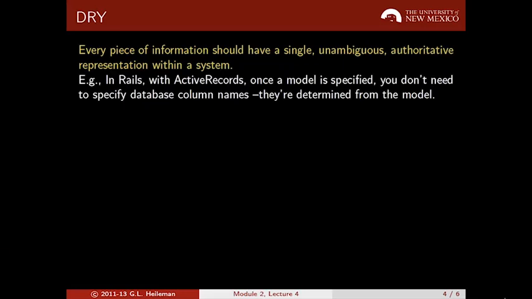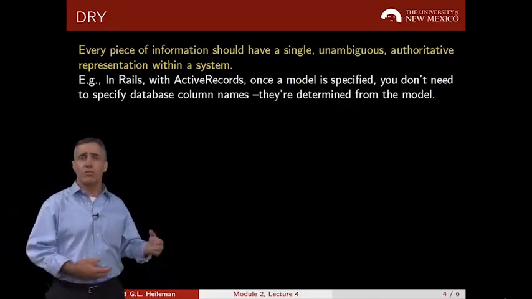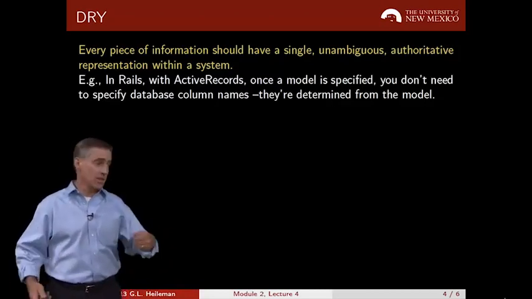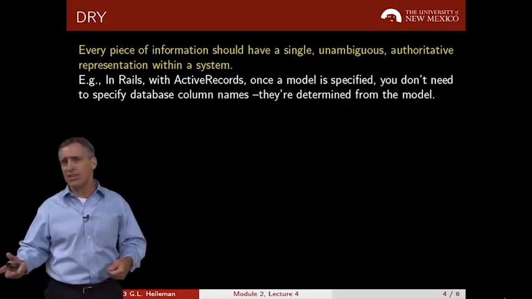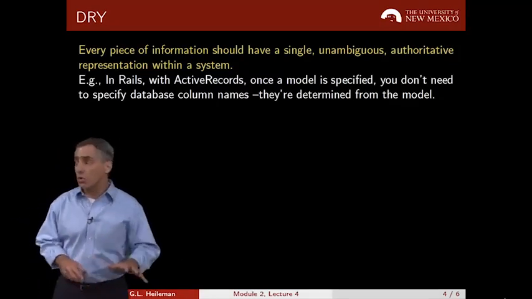You can see if the Active Record model has one set of names and you have to simultaneously maintain the database, if you change the Active Record model and forget to change the database, you've created an error. Rails does this for you automatically.